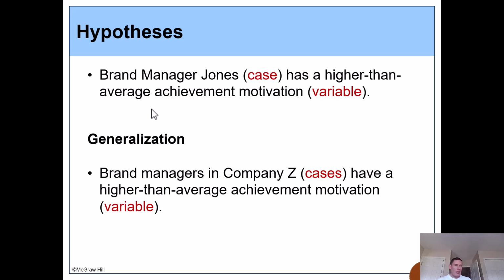All right, let's talk now about hypotheses. So brand manager Jones, which would be a case, has a higher than average achievement motivation, which would be the variable. The generalization: brand managers in company Z, cases, now plural, have a higher than average achievement motivation, which would be the variable.